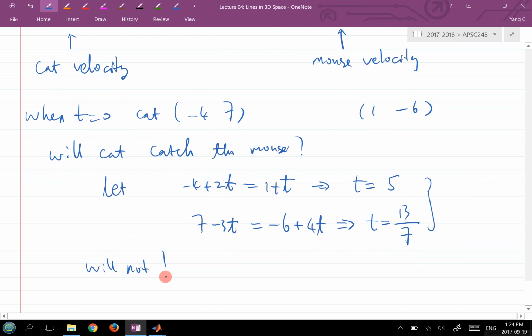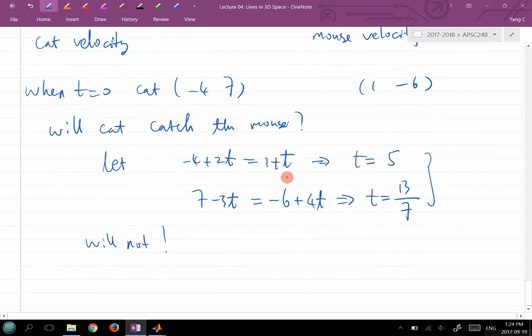But before we move on, I want you to understand this. If I just look at this first solution, t equal to 5, what does t equal to 5 actually mean, physically, not mathematically?